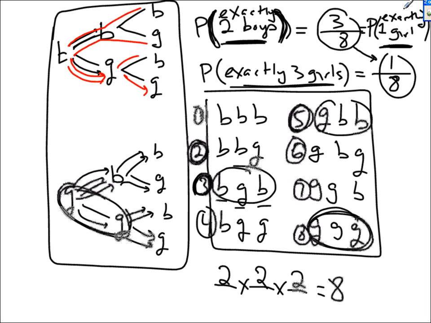But that's because there are 3 of these. There are 3 cases where you have 2 boys. Exactly: number 2, number 3, and number 8. But each one of them has an equal chance of probability.